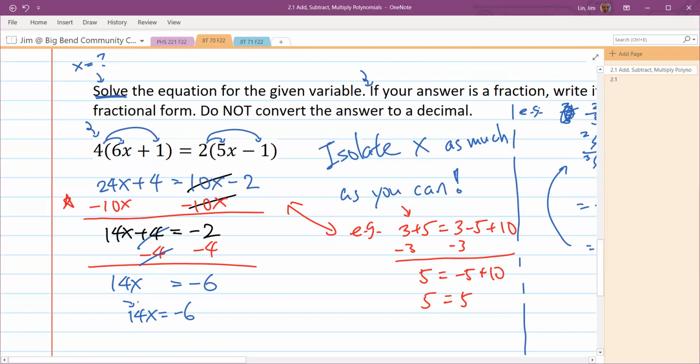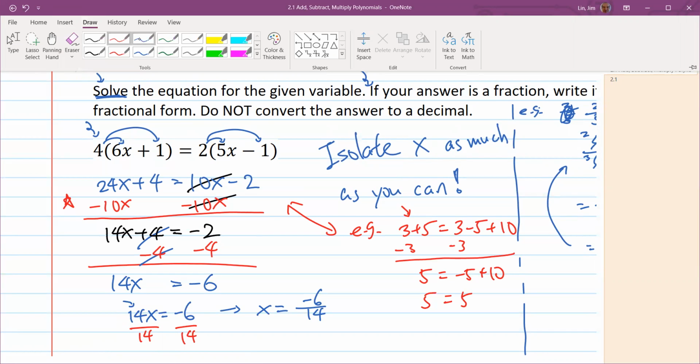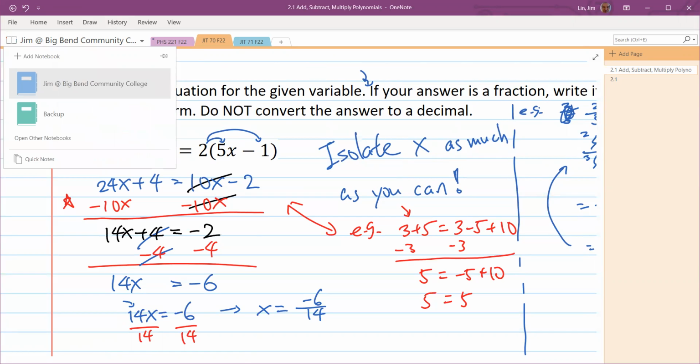We isolate the x term, but we haven't isolated x itself. The last step is to divide the equation by 14. By the way, when you divide, make sure you divide the entire left-hand side and right-hand side. Otherwise, it won't work mathematically. I mean, things won't make sense mathematically.